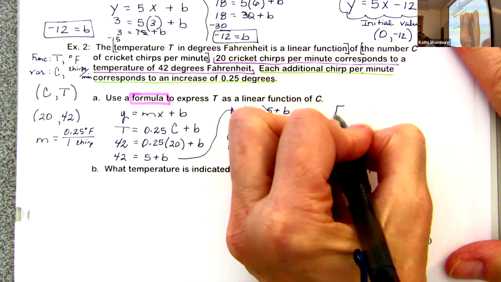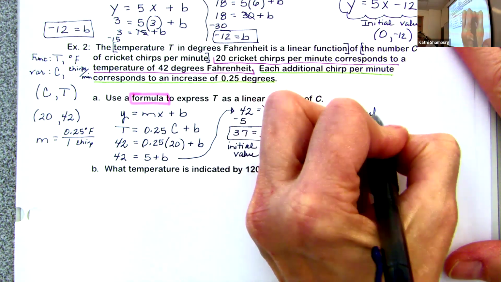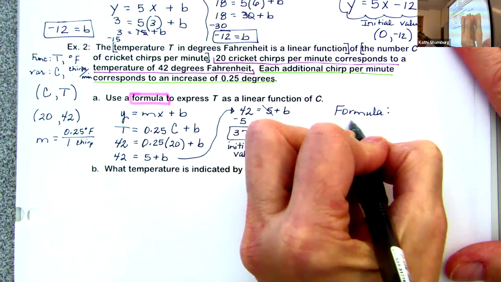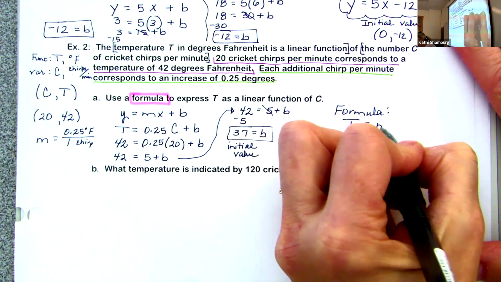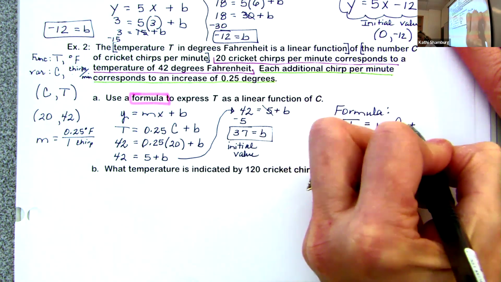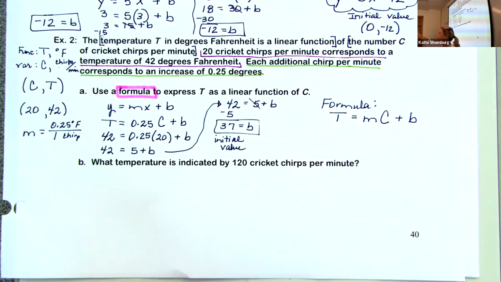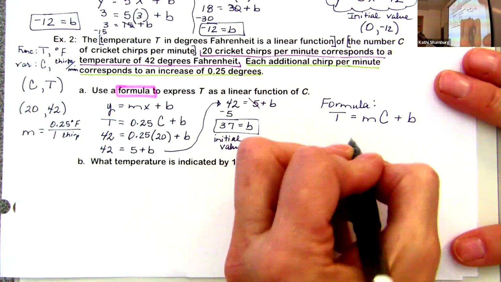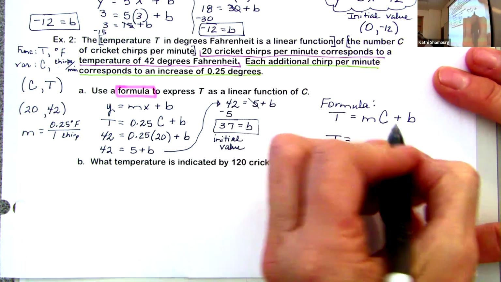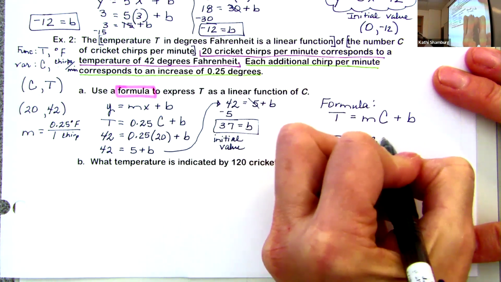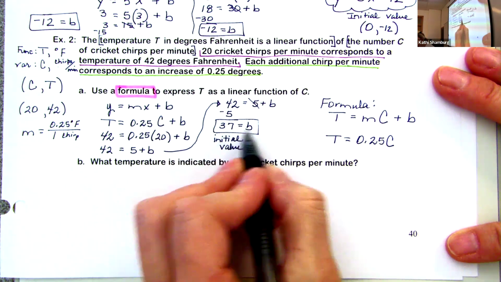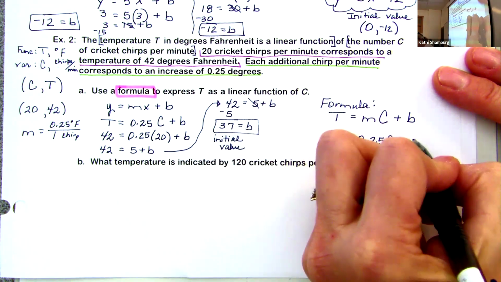Ultimately now they want us to write the formula. And again, that is T equals mC plus b. So now when I create the formula, the only ones I'm replacing with a numerical value are the slope and the initial value. I leave the T as my function and the C as my variable. So it would be T equals 0.25C, and my initial value is positive, so I'll put plus 37.